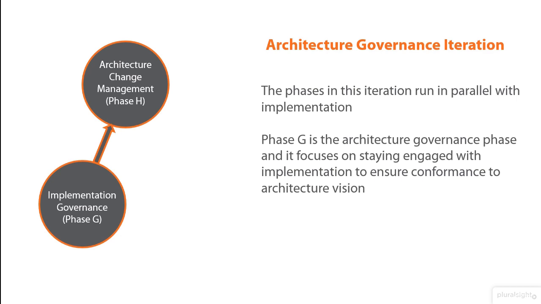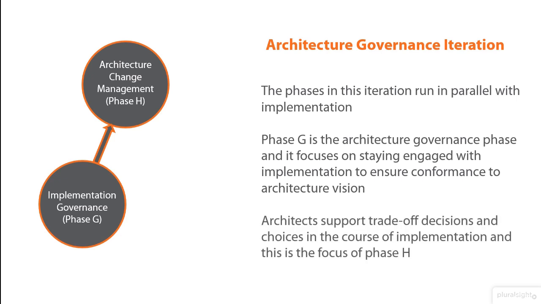But all things cannot be foreseen, and the implementation projects are very often a domain of emergence that are influenced by many factors. Hence, architects will need to stay engaged to evaluate deviations required from the proposed architecture and apply trade-offs and choices to support quick and pragmatic architecture decisions required by the implementation teams. This is essentially the focus of phase H, referred to as the architecture change management phase.